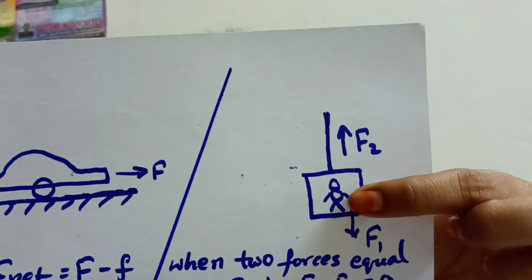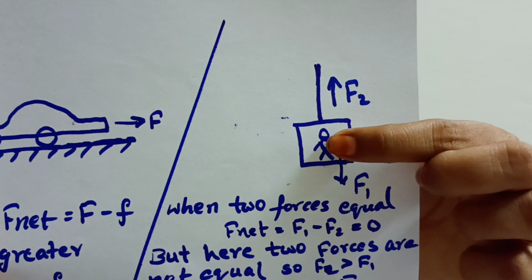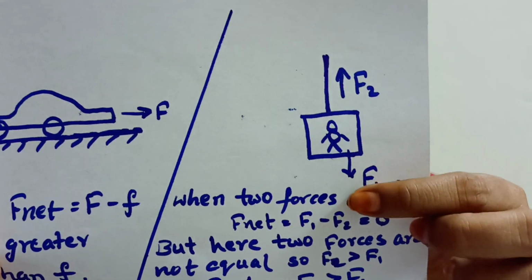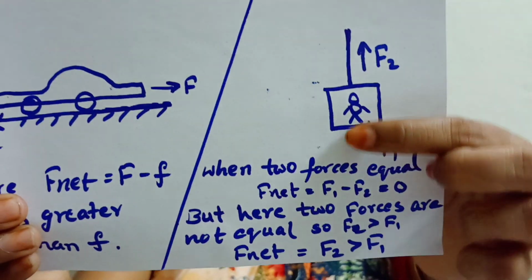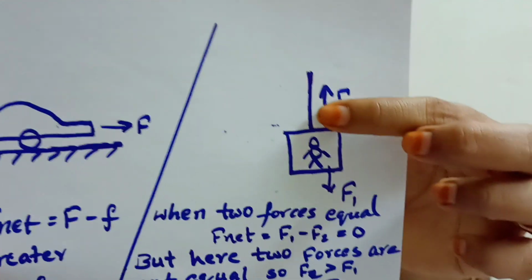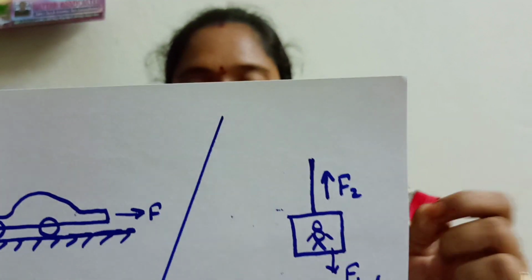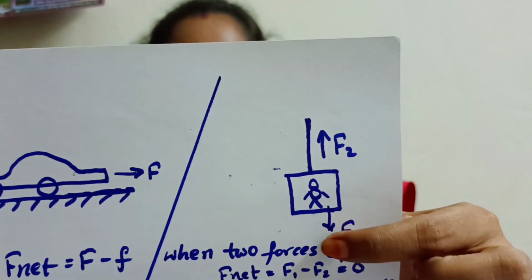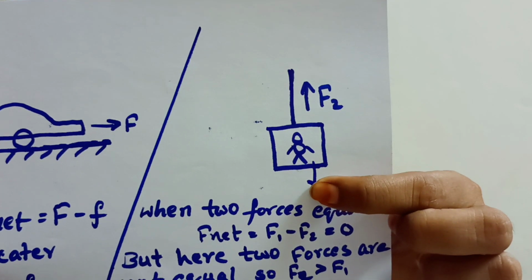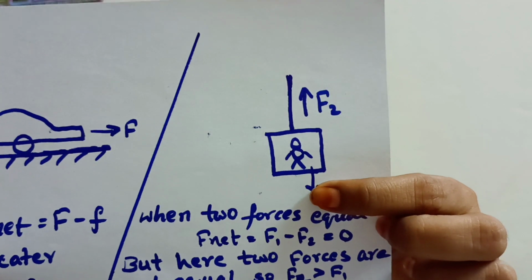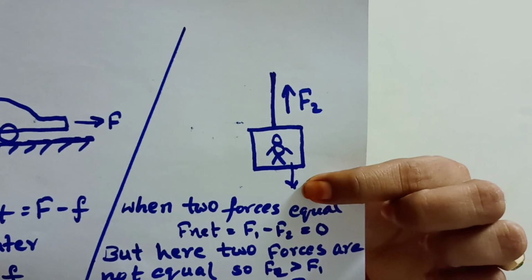In the lift, so many forces are acting. One is the person's weight, and the lift's weight also. The person's weight is acting in a downward direction. Because of the force of gravitation, it would fall to the ground.